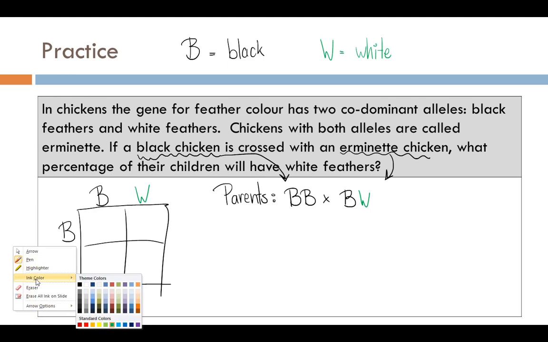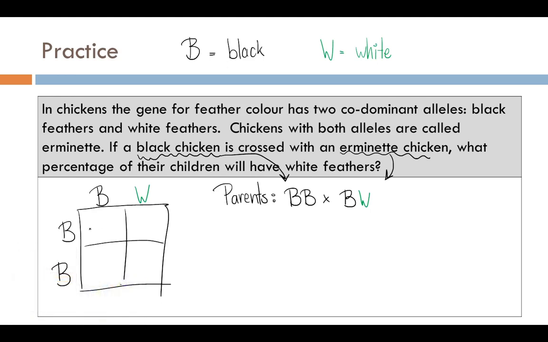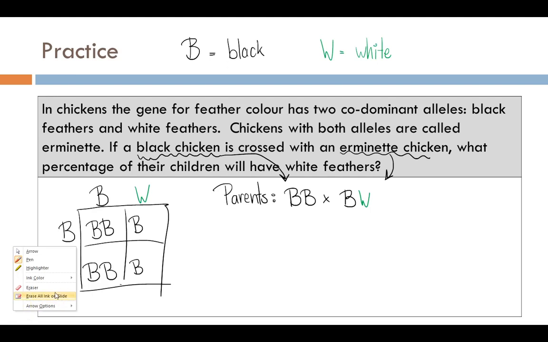I'm going to fill in all my things, so these B's go across, 1 here, 1 here. These B's go across, 1 here, 1 here. This B goes down, and this W goes down. Switch to my green. Like that.